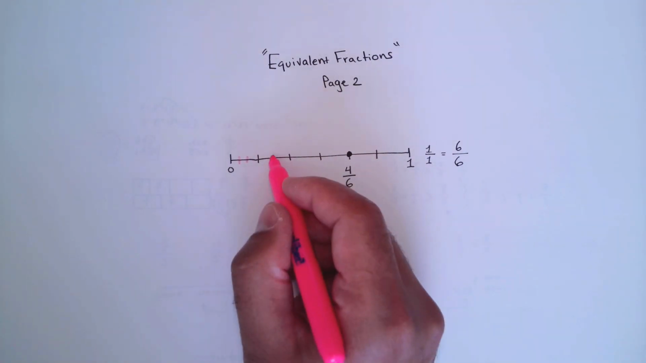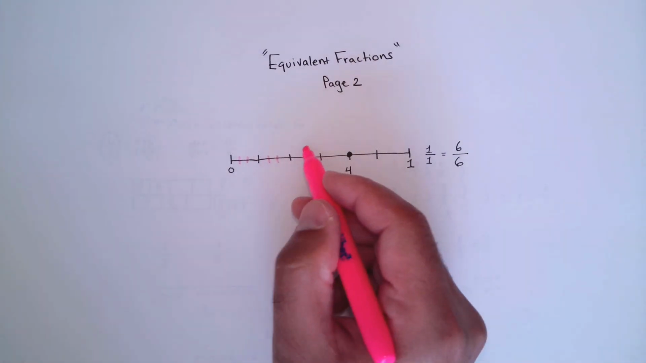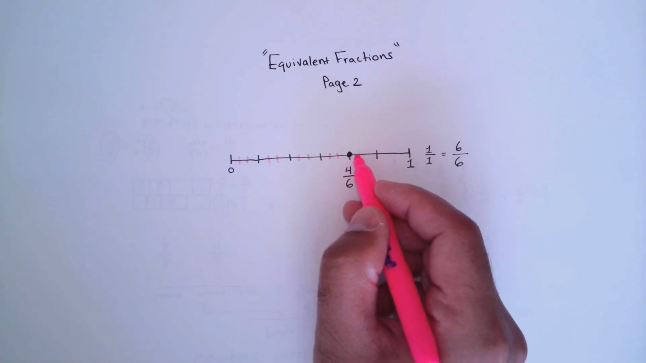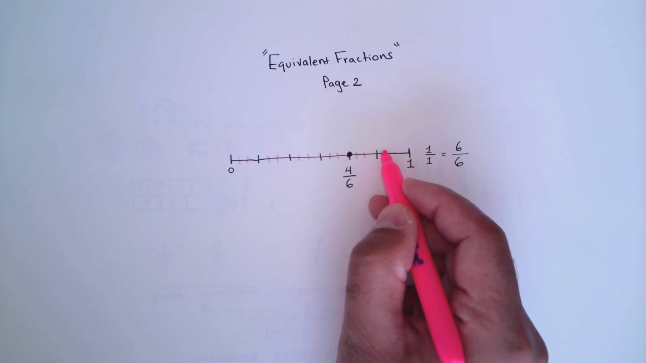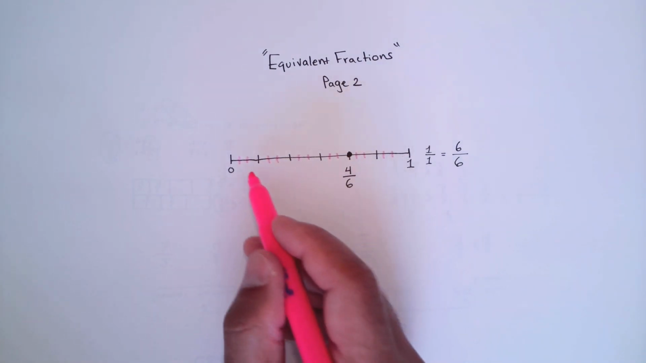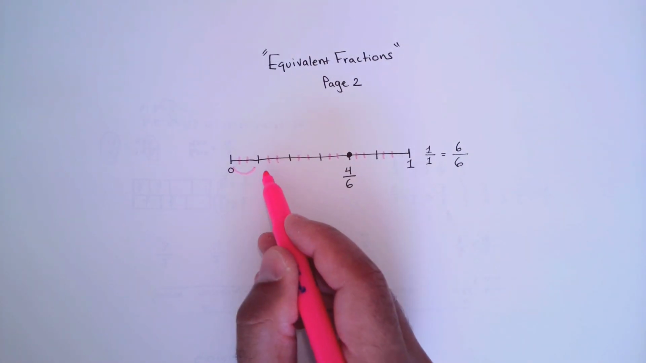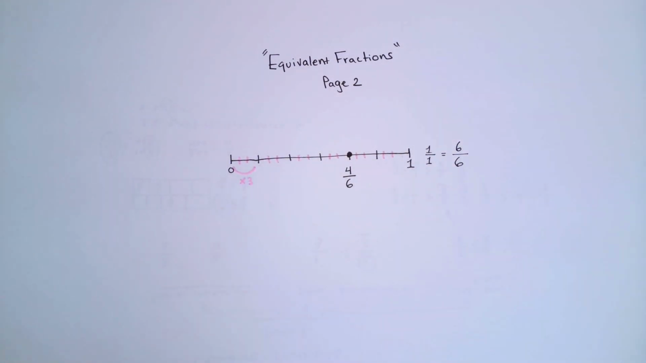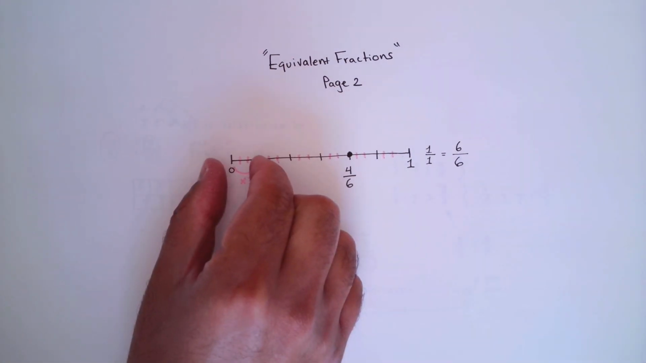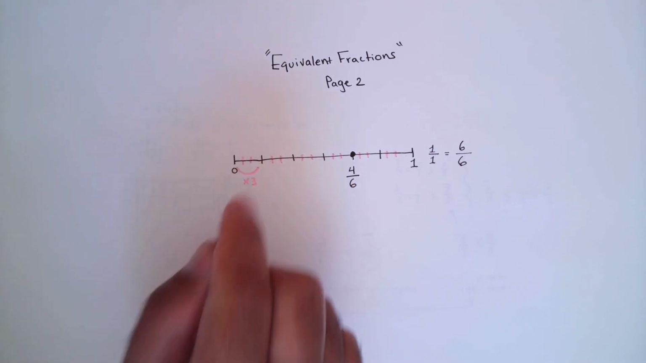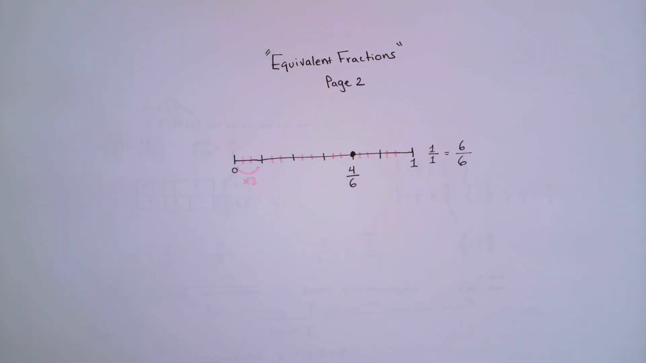One, two, three. One, two, three. One, two, three. One, two, three. One, two, three. One, two, three. Okay? So each sixth is broken again by 3, right? Because we don't have just a sixth anymore. We have a sixth that is broken into 3 parts.